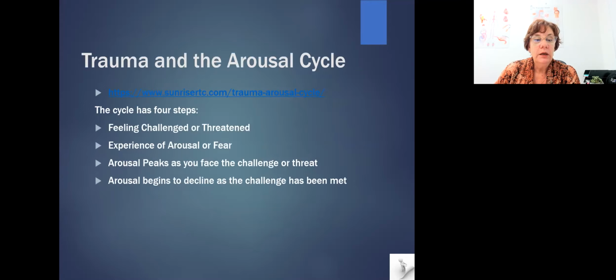So then, considering that when there is a behavior, it's a type of trauma that happens. It's like they get attacked or they attack somebody, and they feel challenged or threatened. They might experience arousal or fear. Arousal peaks as you face these challenges or threats. That's like the anxiety building up in you, and it will decline as the challenge has been met and as we have tried to deal with the behavior of concern.